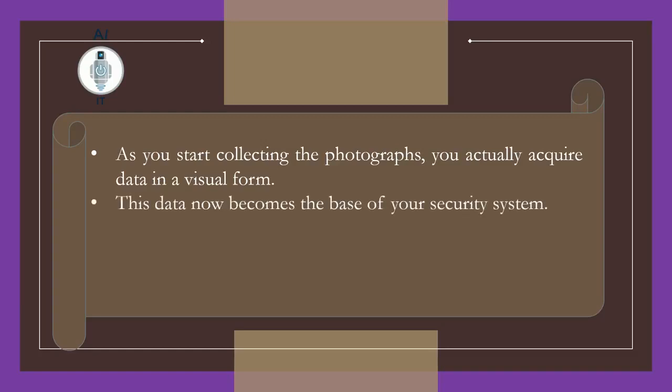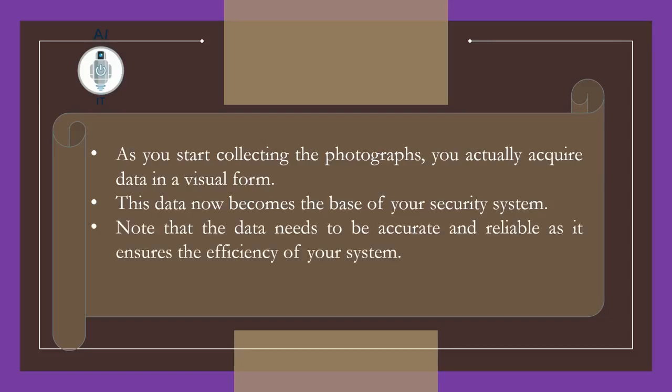Now this data becomes the base of our security system. If this data goes wrong, then there is a chance that the whole model may fail. So we need to ensure that the data is accurate and reliable, as it ensures the efficiency of your system. This is known as data acquisition, which is the second stage of your AI project cycle.